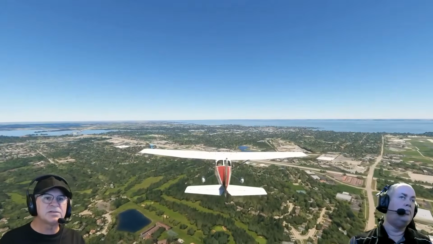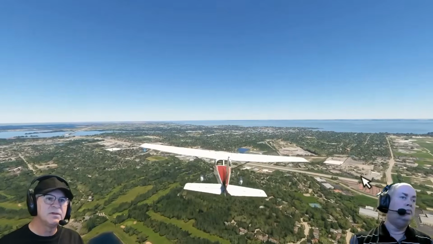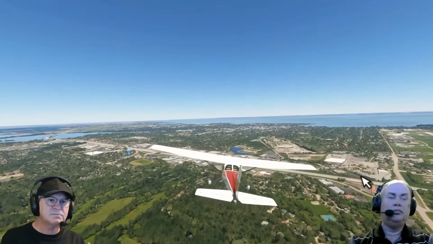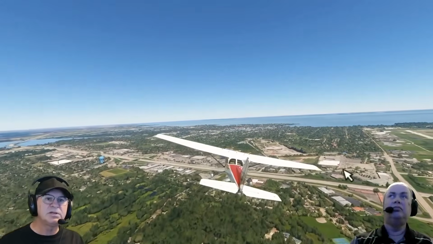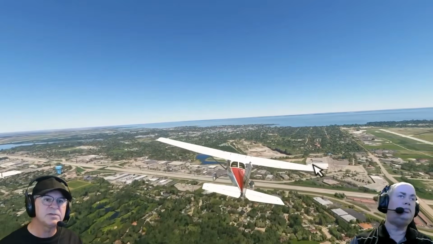So take a look, you guys. There's the gravel pit. I've got to make my turn. Red Cherokee, start the right turn, right base, runway 27, you're clear to land on the orange dot. Between the mall and the gravel pit, there's where we want to be, right there.